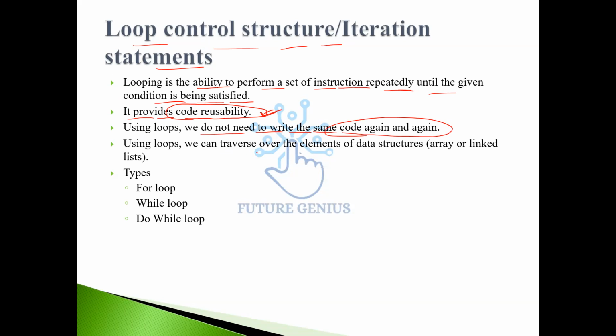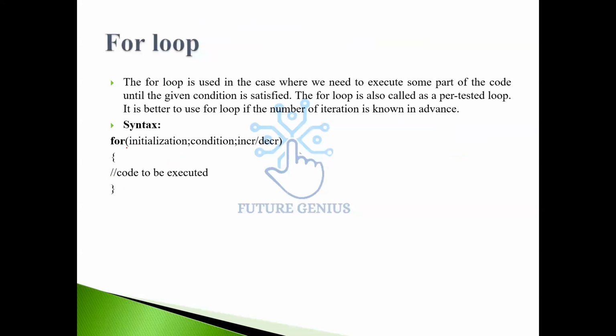Using loops, we can traverse over the elements of a data structure like an array or linked list. This is the topic of data structures. There are three types of loops available: for loop, while loop, and do while loop. My personal favorite is the for loop. So first we'll discuss the for loop.